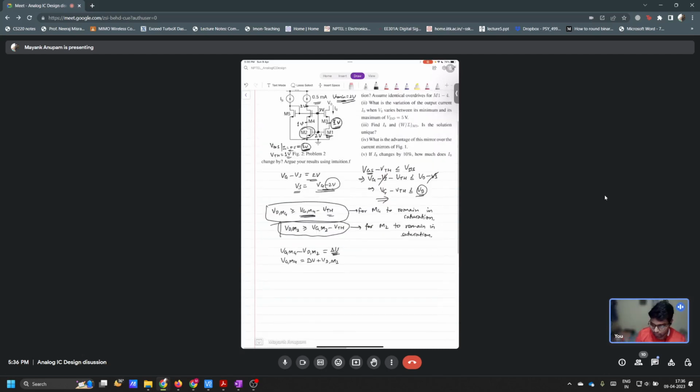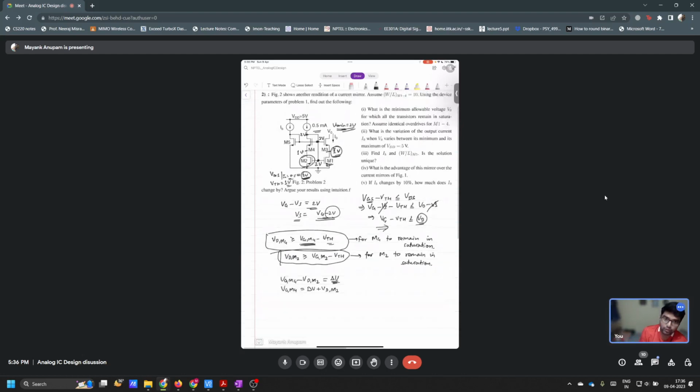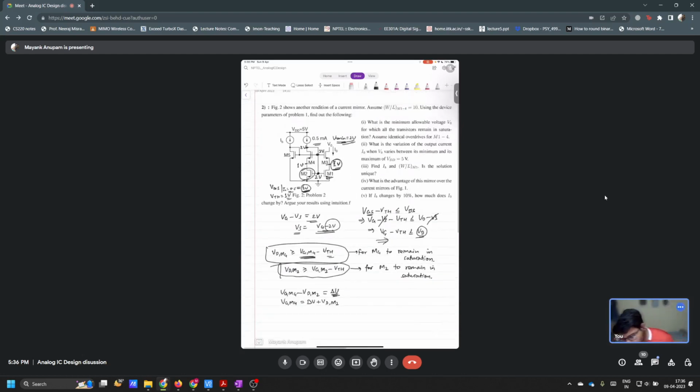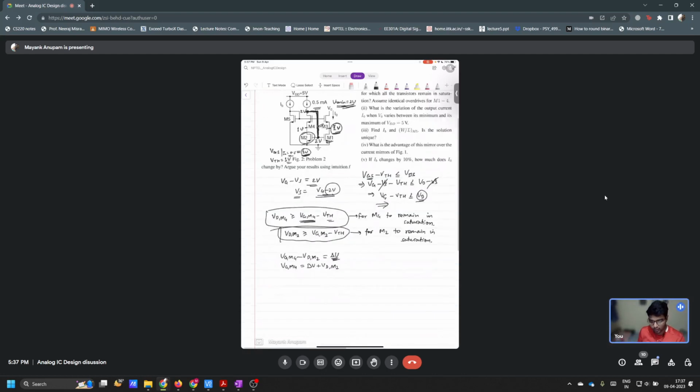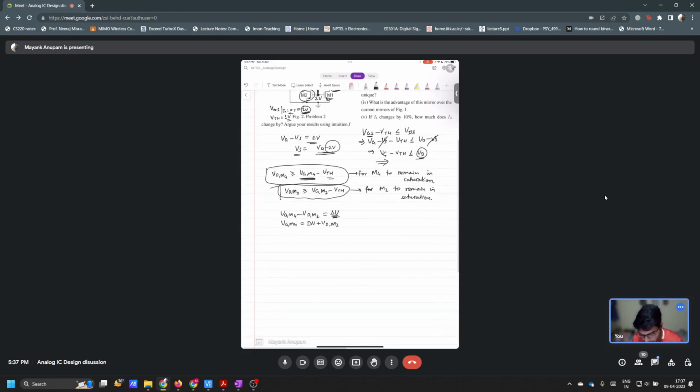So you may be wondering what I'm doing here. I'm trying to find out a constraint. You cannot always do this business here. There is some design constraint involved while using this kind of telescopic cascode. You cannot always guarantee that you will get this VO minimum equal to 2 volts, or that all the transistors remain in saturation when you do this telescopic cascode business. So that is what I'm trying to find out here.